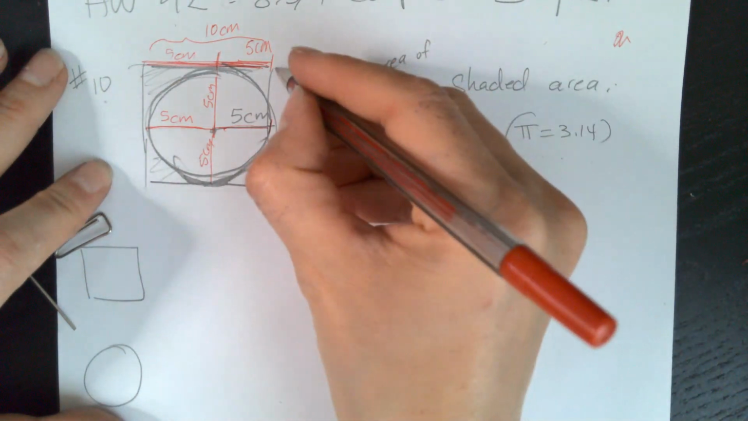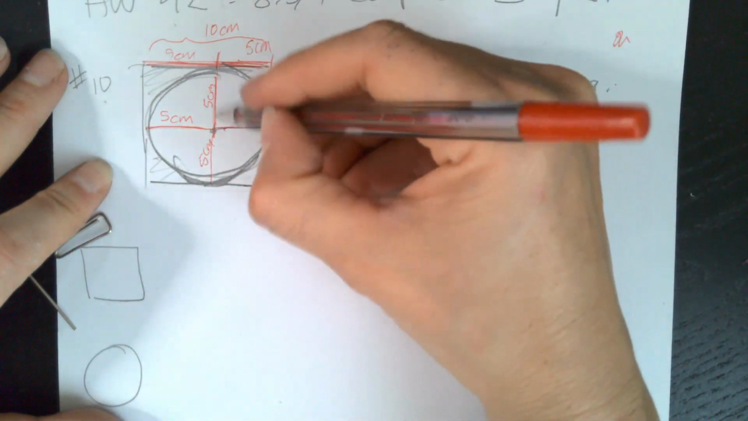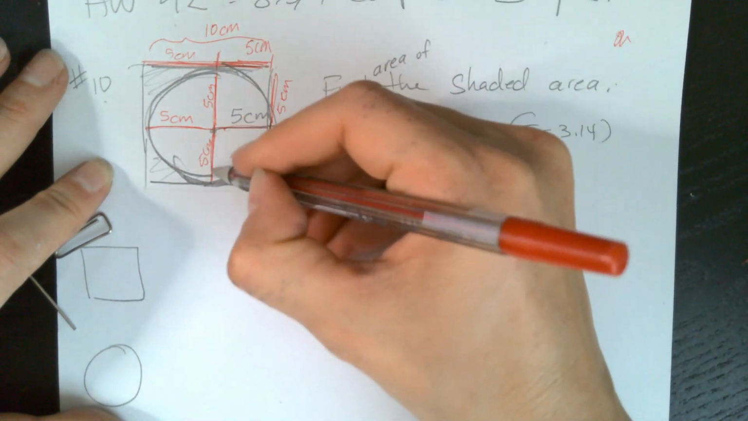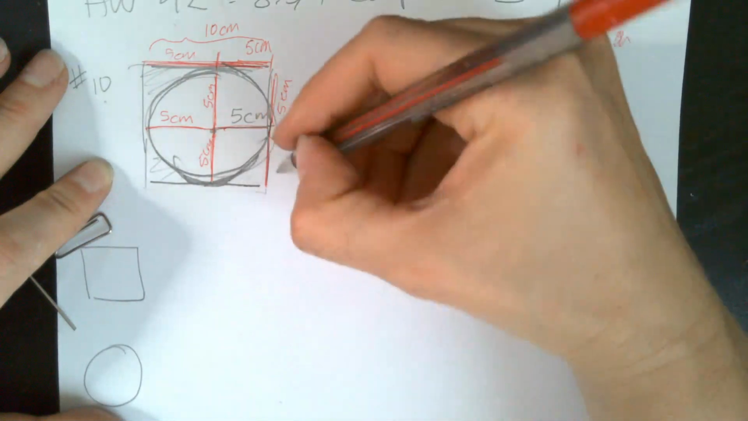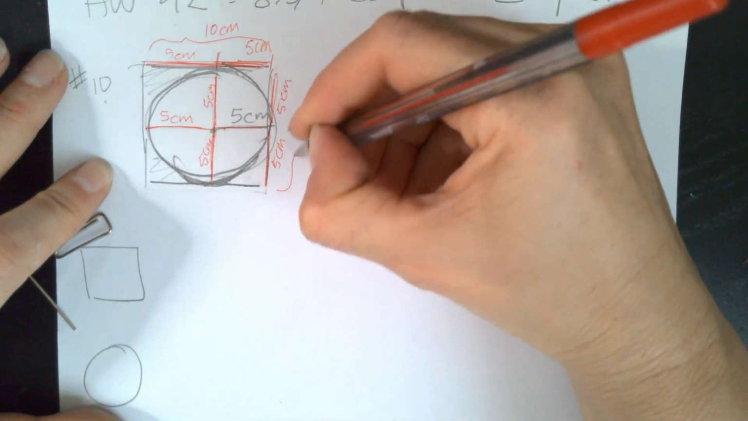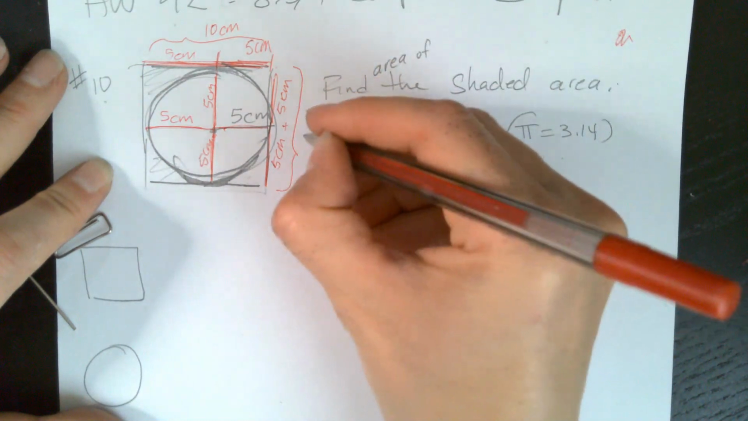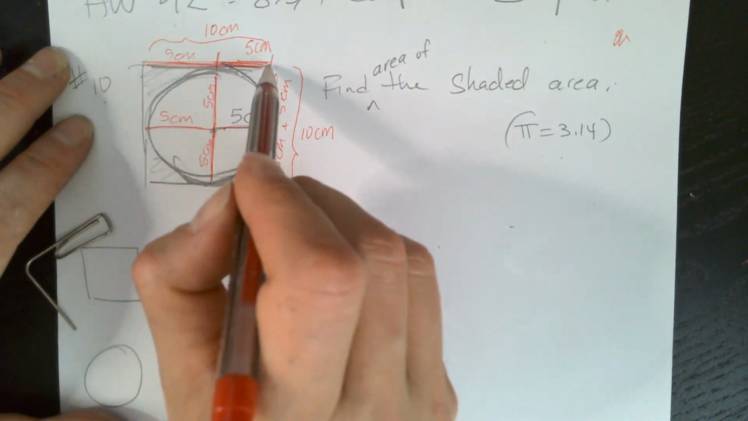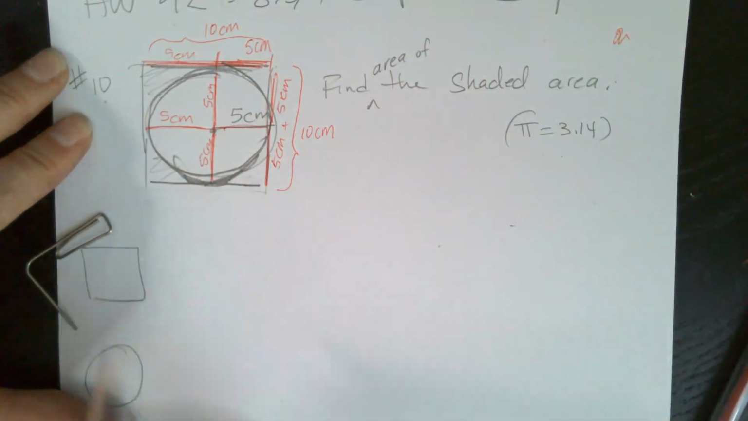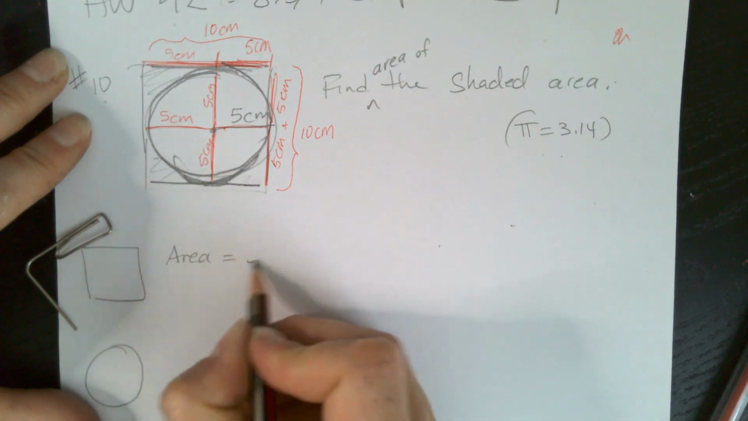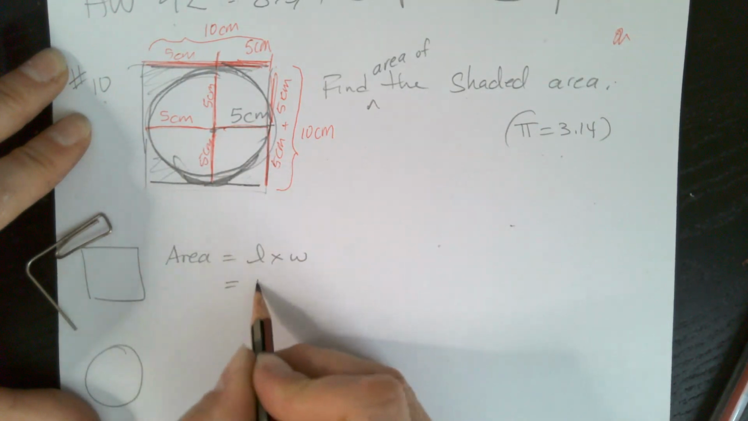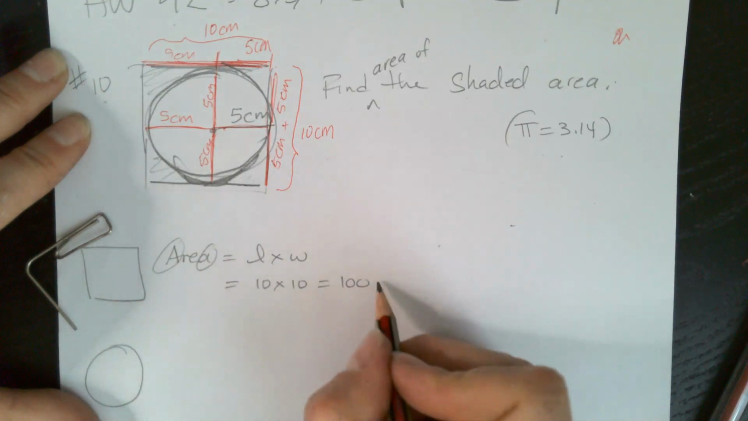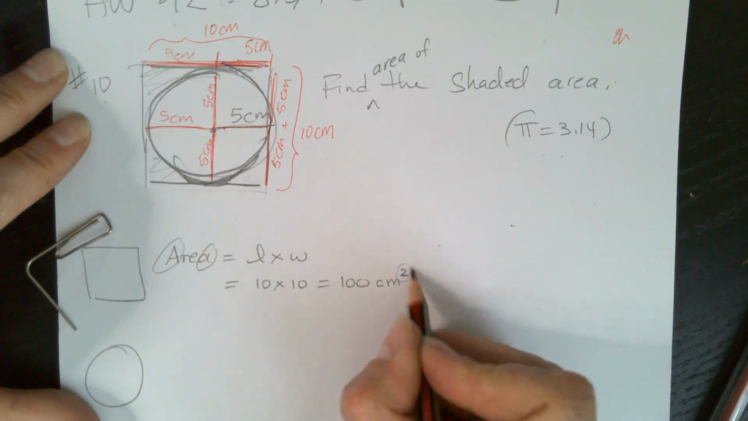Now from here to here is the same as this, so that's 5 centimeters. This is 5 centimeters, so if I move it here, this is also 5 centimeters. So from here to here, 5 plus 5 is 10 centimeters. So my square is really 10 by 10. If I want to find my area, it's equal to length times width, which is 10 times 10, which equals 100. How many A's in area? 2. So it's centimeters squared. You have to have a 2.